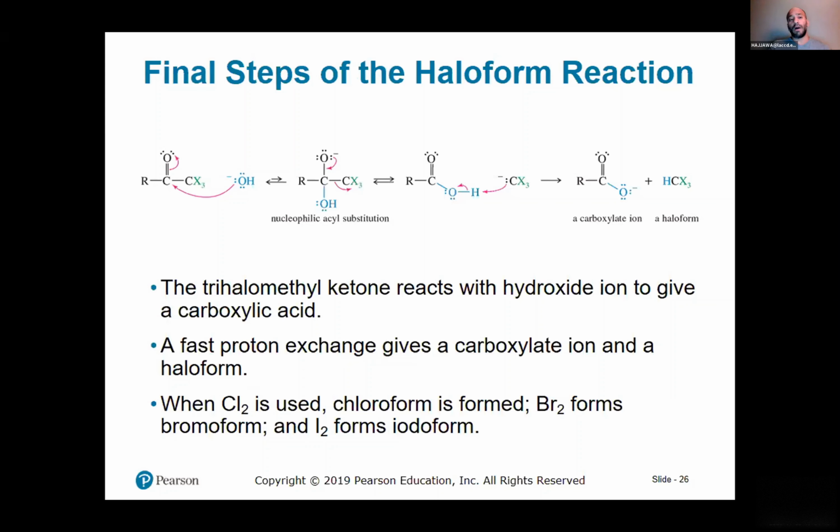And here's the detailed step of the formation of the carboxylate. So the OH minus attacks the carbonyl carbon, kicks off CX3, and the CX3 minus goes back and grabs the hydrogen from the carboxylic acid. It's basic enough to grab the hydrogen from the carboxylic acid, so you end up making a carboxylate plus the haloform. And as I said, in the case of Cl2, you form a chloroform. In the case of Br2, you form a bromoform. And in the case of I2, you form iodoform. And that refers to the HCX3.